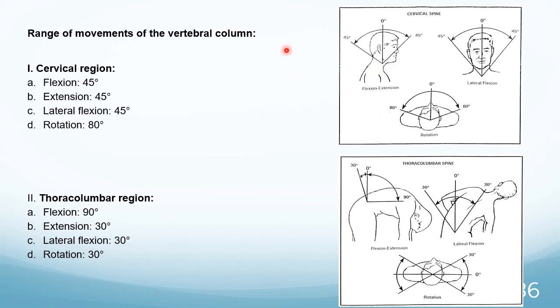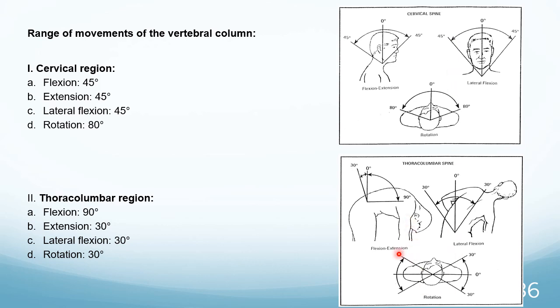Range of movements of the vertebral column. Here in the cervical region, we can produce flexion and extension of 45 degrees, rotation of 80 degrees only, and lateral flexion also of 45 degrees.